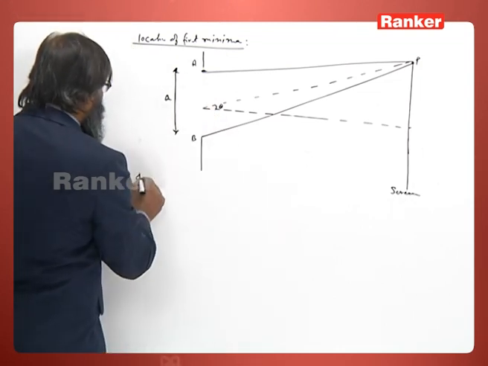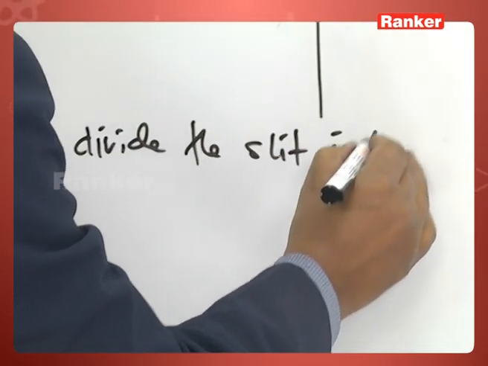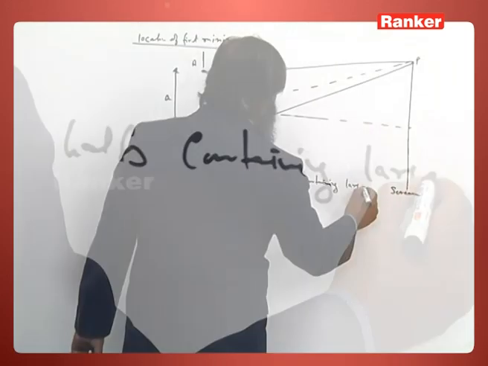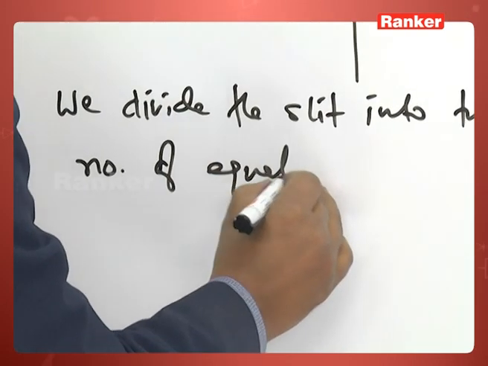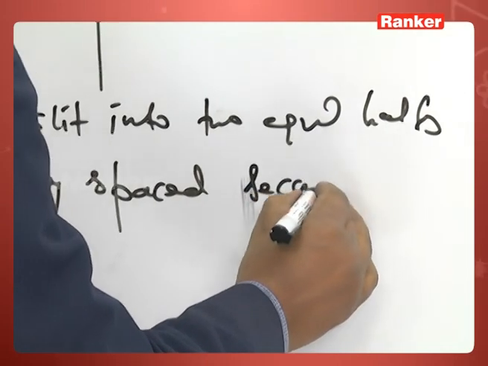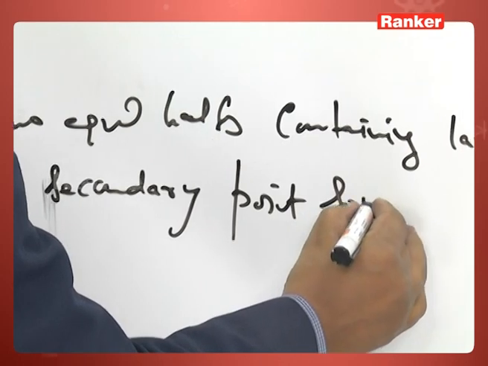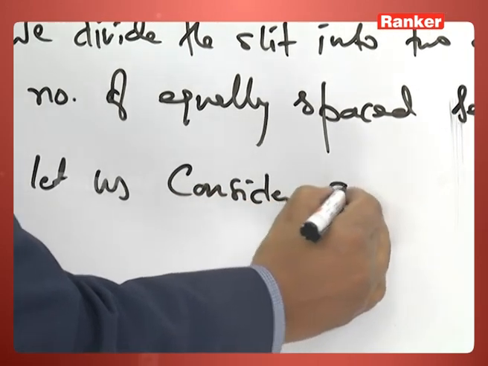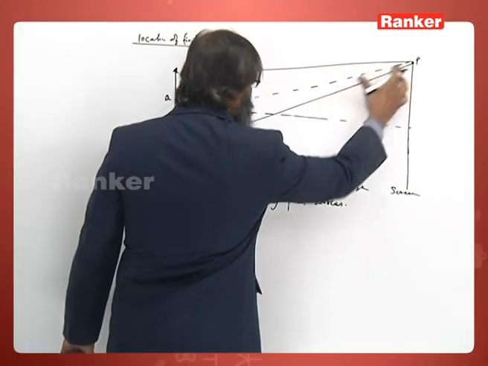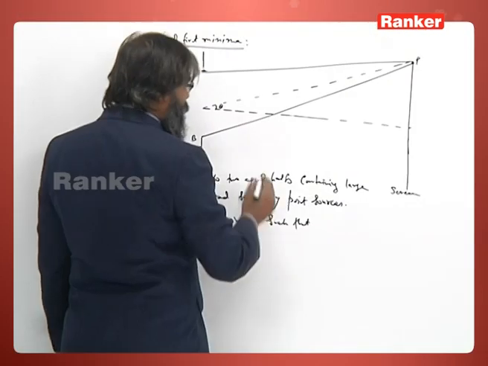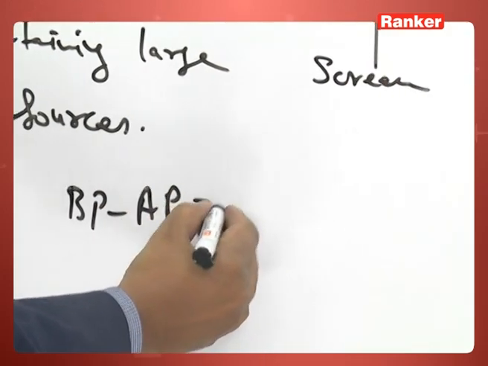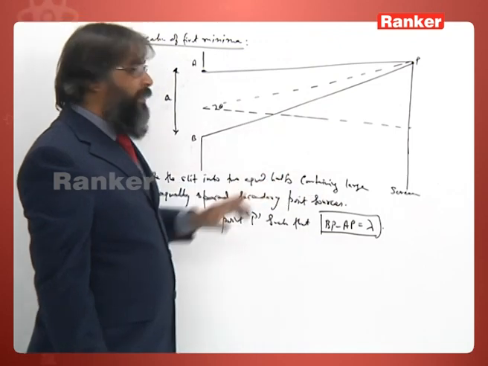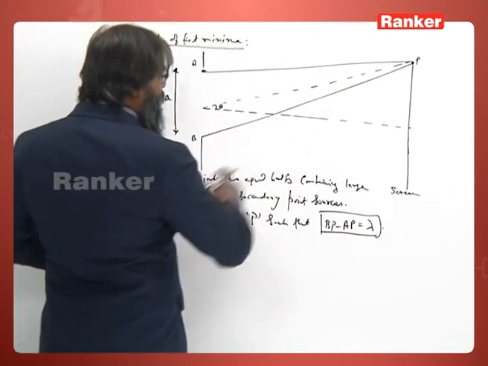So we divide the slit into two equal halves containing a large number of equally spaced secondary point sources. Now, let us consider a point P such that BP minus AP is equal to lambda. Very, very important point. BP minus AP is equal to lambda. This is the point where we are going to study the interference.